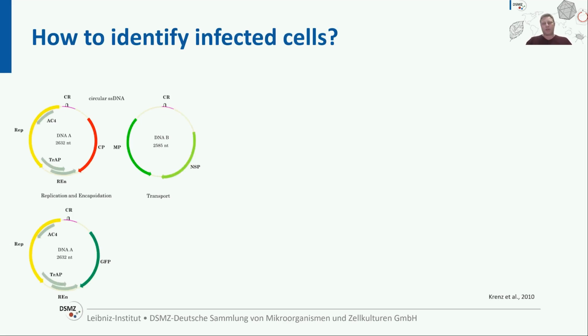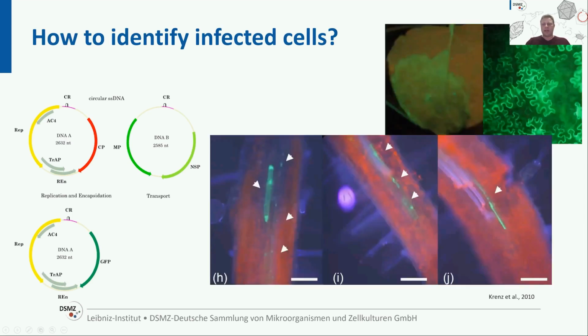Therefore, our approach is first to identify infected cells, which involves an attenuated AbMV, where the coat protein, as you can see here, is replaced by the open reading frame of the green fluorescent protein. This modification allows us to visually track the infection in plants by GFP fluorescence, providing a direct method to monitor and study the infection dynamics at the cellular level.